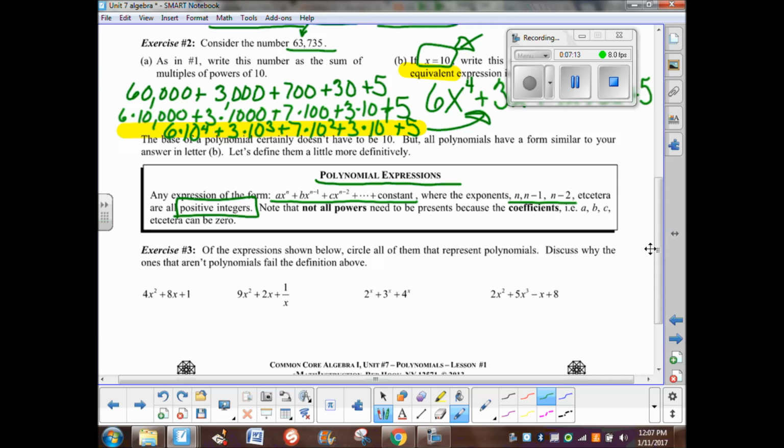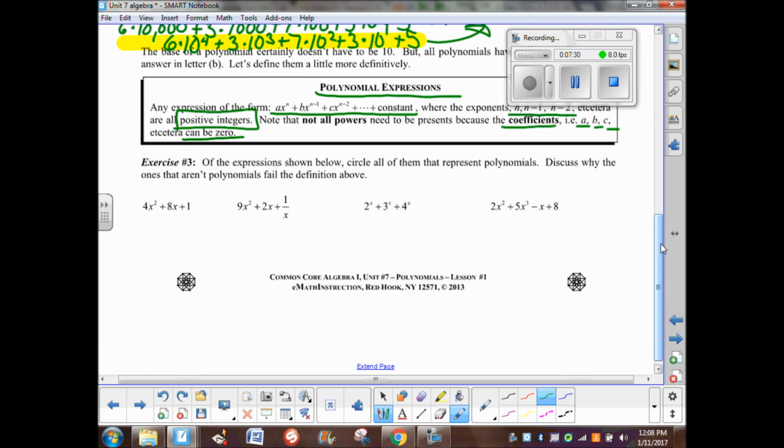That's key, right? Note that not all powers need to be present because the coefficients, the a, the b, and the c, can be 0. So let's play around with some examples. It says, of the expressions shown below, circle all of them that represent polynomials. So they've got to fit our definition. Discuss why the ones that aren't polynomials fail the definition above.